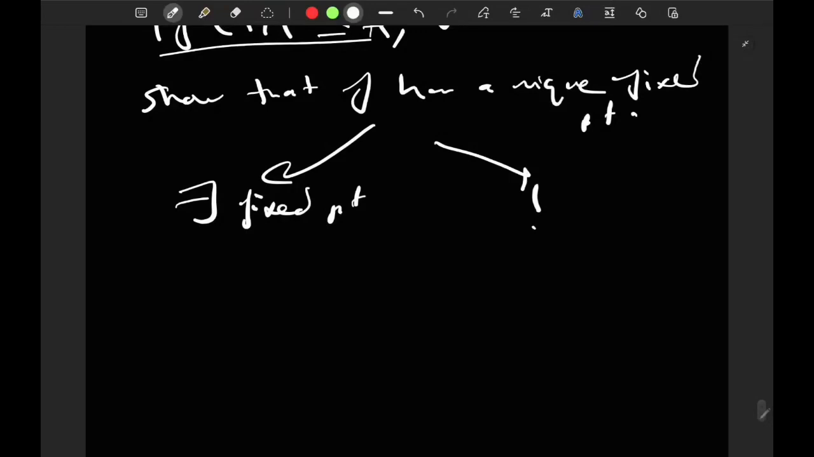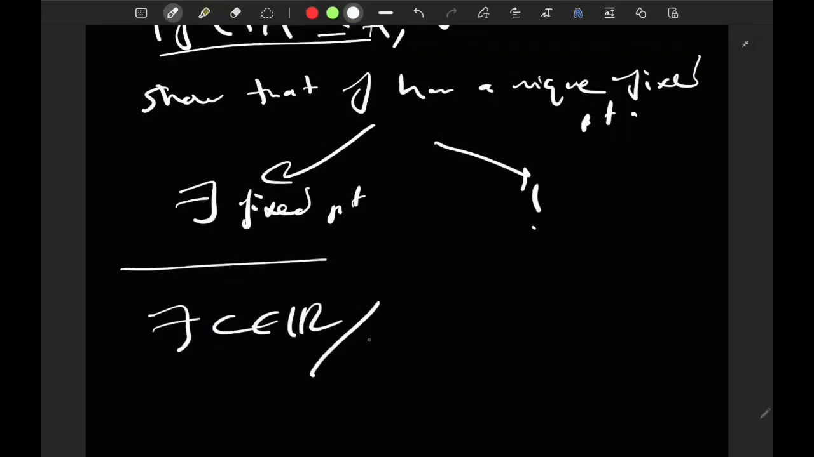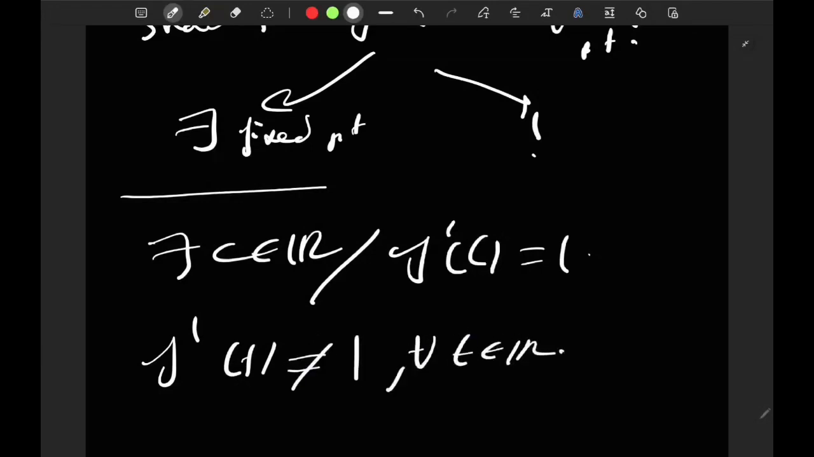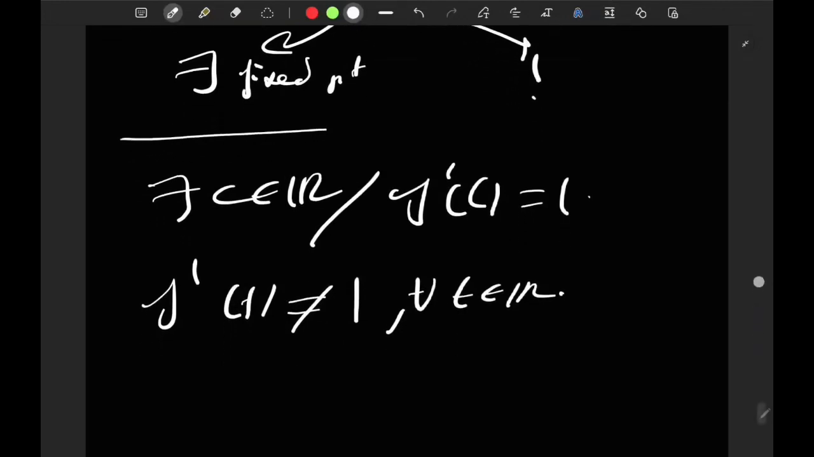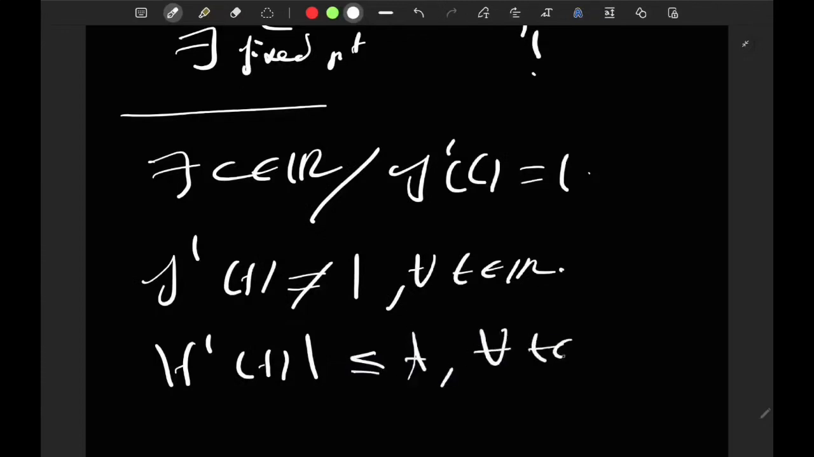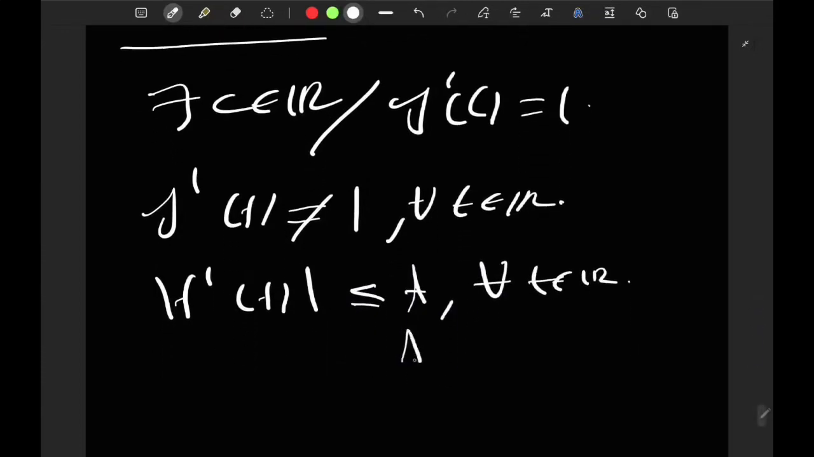Okay. So I can say, if f is to have more than one fixed point, then by part 1 there must exist some c in R such that f prime of c is equal to 1. Or if you want, so long as f prime of t does not equal 1 for every t in R, I know that f cannot have more than one fixed point if it has any. But I know that the absolute value of f prime of t is less than or equal to a for every t in R, and a itself is strictly less than 1.